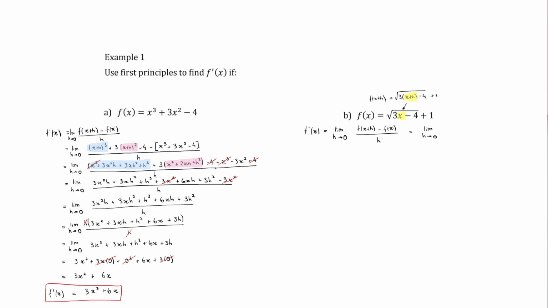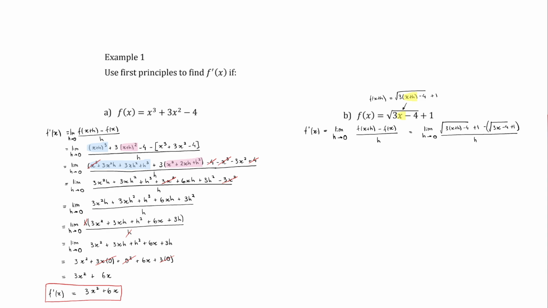Okay, so I'm going to have the limit as h approaches 0 of the square root of 3 times x plus h, minus 4, plus 1. The plus 1 is outside of the square root. And now minus, so here this is where I'm going to subtract the original f of x. So minus the square root of 3x minus 4 plus 1. And this all over h, just like before.